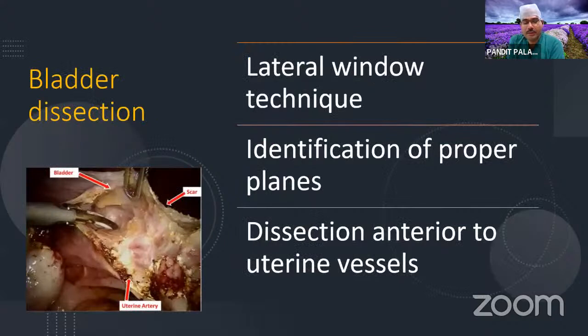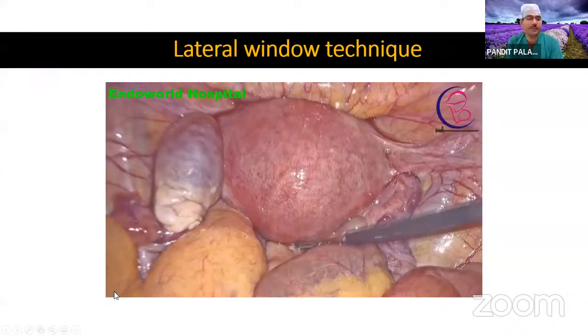Bladder dissection, everybody knows this lateral endo technique, that is a lateral flap technique. We have to identify the planes properly from the lateral endo and always dissect the bladder just anterior to the uterine vessels on both sides, and you tackle the bladder. Now, I will show you a few videos wherein we can get an idea how to operate this technique.